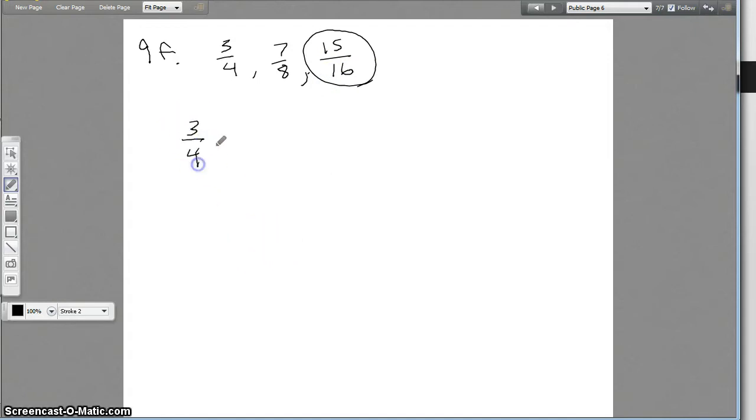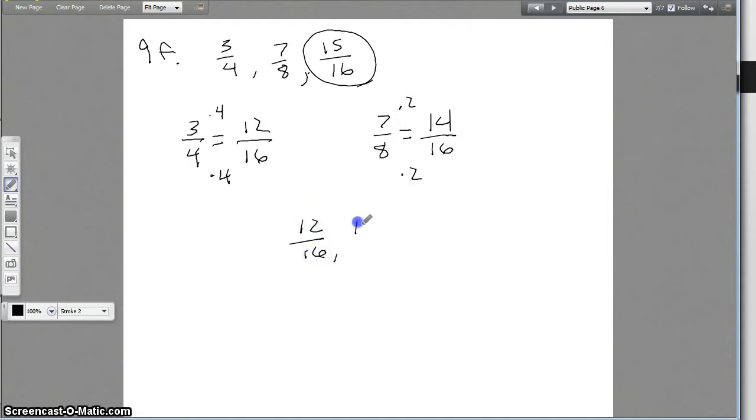To go from 3/4 to some number of 16ths, what do I have to do? Well, I have to multiply 4 by 4 to get 16. That means we need to multiply our numerator by 4. 3 times 4 is 12. Okay, 7/8 as a fraction of 16. To get from 8 to 16, I have to multiply by 2. So I'm going to multiply my numerator by 2. 7 times 2 is 14. So my set of fractions is 12/16, 14/16, and 15/16.